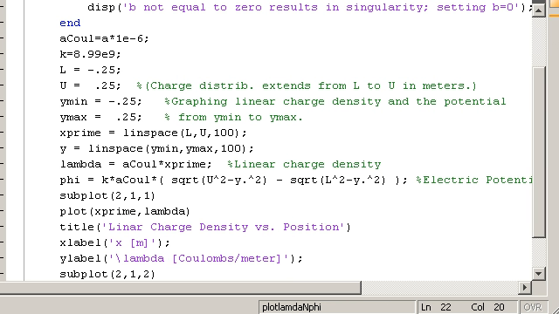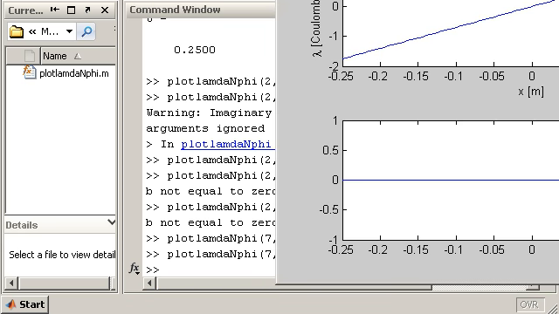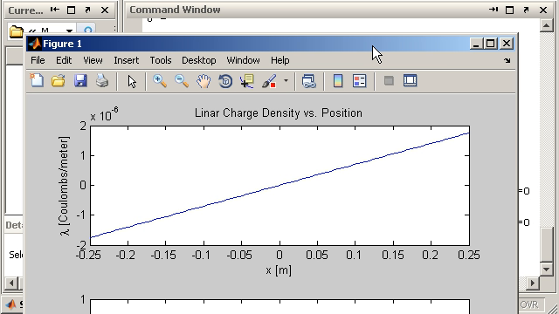Yeah, let's see if this stuff is working so far. So, oh, look at that. It did come out as a Greek letter. Isn't that cool? So if you put a backslash in front of the word lambda, whatever the name of the Greek letter is, it comes out looking like the Greek letter. Linear charge density versus position. So lambda in coulombs per meter. And then X in meters.